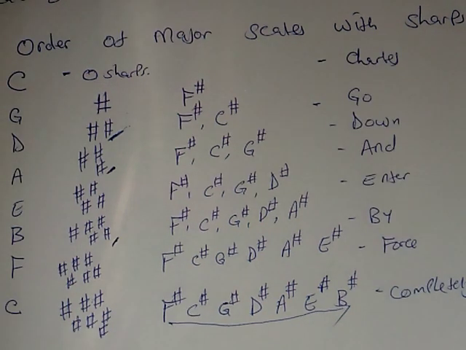You can come up with some mnemonics so as not to forget the order of major scales with sharps. The order is Charles, go down and enter by force completely. Charles for C, we have no sharps. Go for G, it has 1 sharp. Down for D, it has 2 sharps, etc., etc.